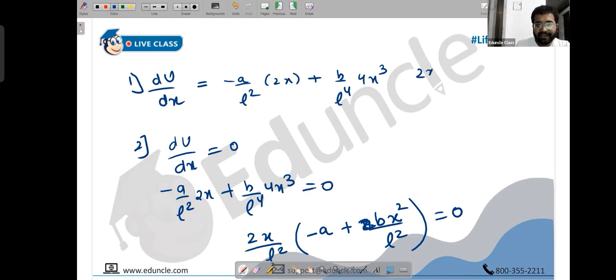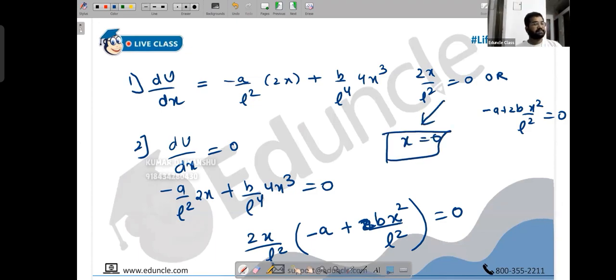Now it's fine. So as you see, either 2x upon L square is 0, or I have got minus a plus 2b x square upon L square is 0. So one of the solutions is x equals to 0. As you see, this solution would have been lost if you would have cancelled both the sides. You would have got only the quadratic solution.